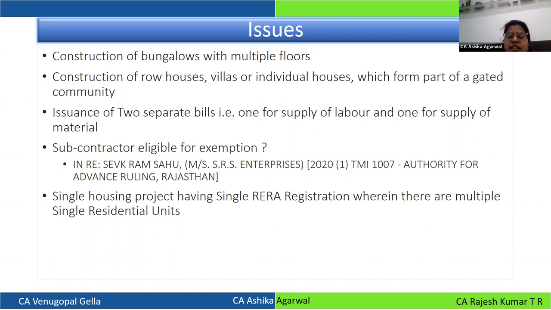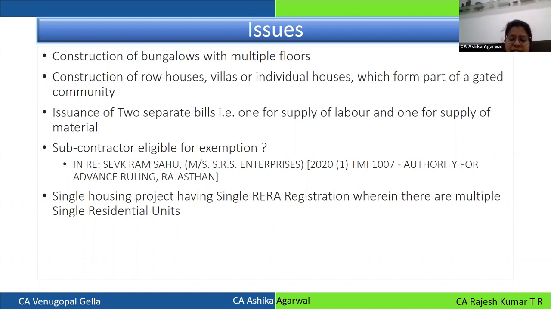The answer is yes. If we read, there is nothing under GST which says main service provider or subcontract service provider. The exemption only talks about service provided by way of pure labor and for a single residential unit by way of construction. So if all this is qualified, and your subcontractor is also qualifying, he or she or the company will also be eligible for exemption and no tax will be leviable. There is even one advance ruling on it. We have cited it for your reference.